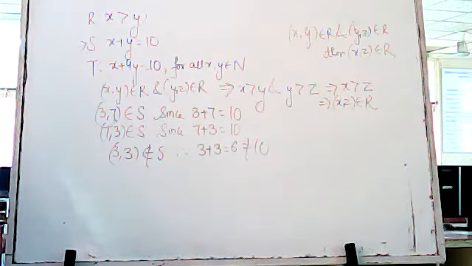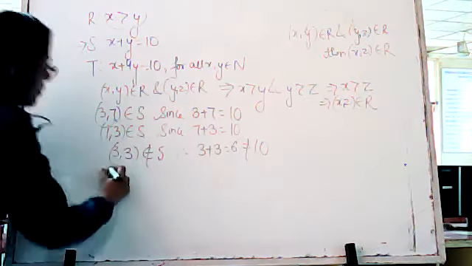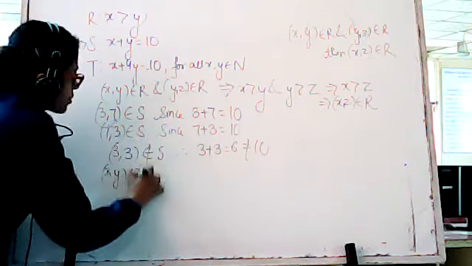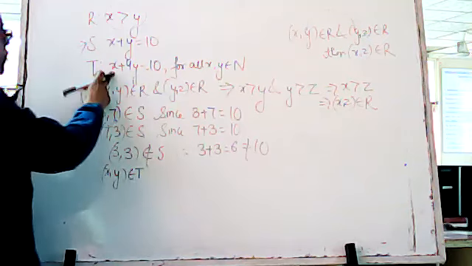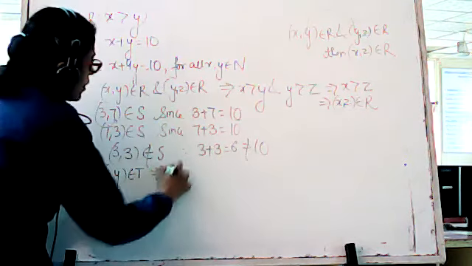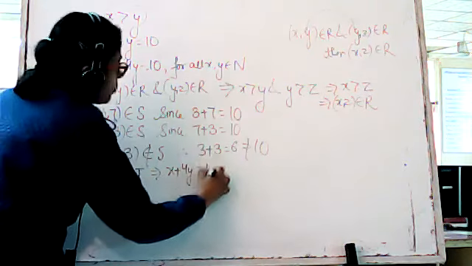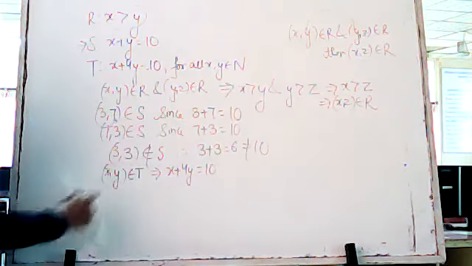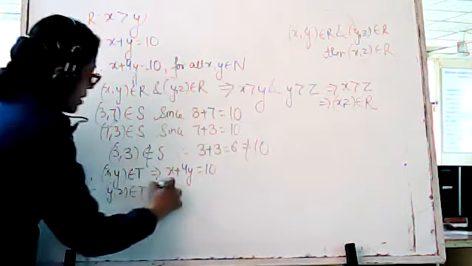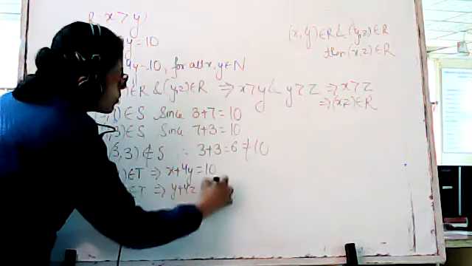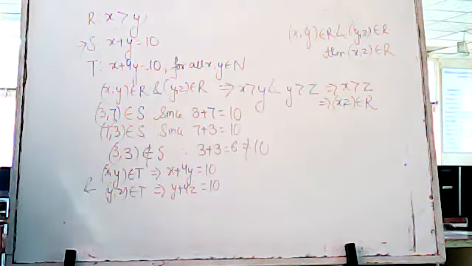Now we want to check our relation T. Is T transitive or not? Write down. Consider ordered pair (x, y) belongs to the relation T. So according to this definition, if ordered pair (x, y) belongs to relation T, then we have x plus 4y equals 10. And let ordered pair (y, z) belong to relation T, which implies that y plus 4z equals 10. This is according to the definition of relation T.